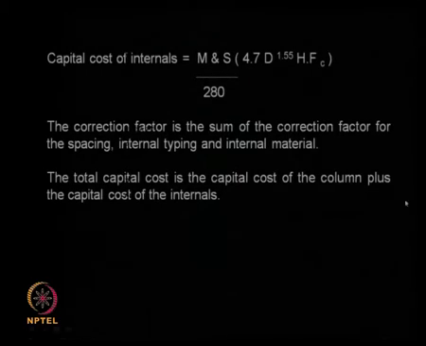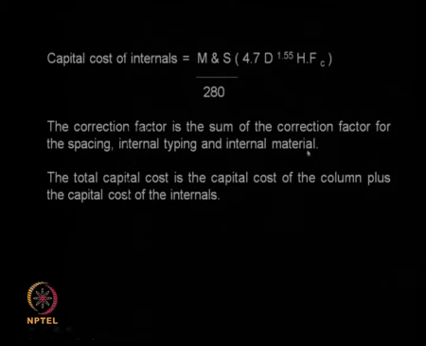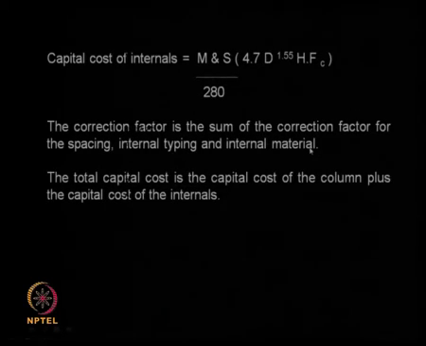So you need to consider that using this particular equation. Again you have M and S divided by 280, diameter of the column, height of the column, and you have the correction factor. The correction factor will be a function of spacing, type of internal, and type of material of construction of the internal. You may have stainless steel, mild steel, or carbon steel, so depending upon that. So the total capital cost will be the capital cost of the column plus the capital cost of the internals, then we include all the installation cost. So this gives you some idea about how to do a costing for a column type of extractor.